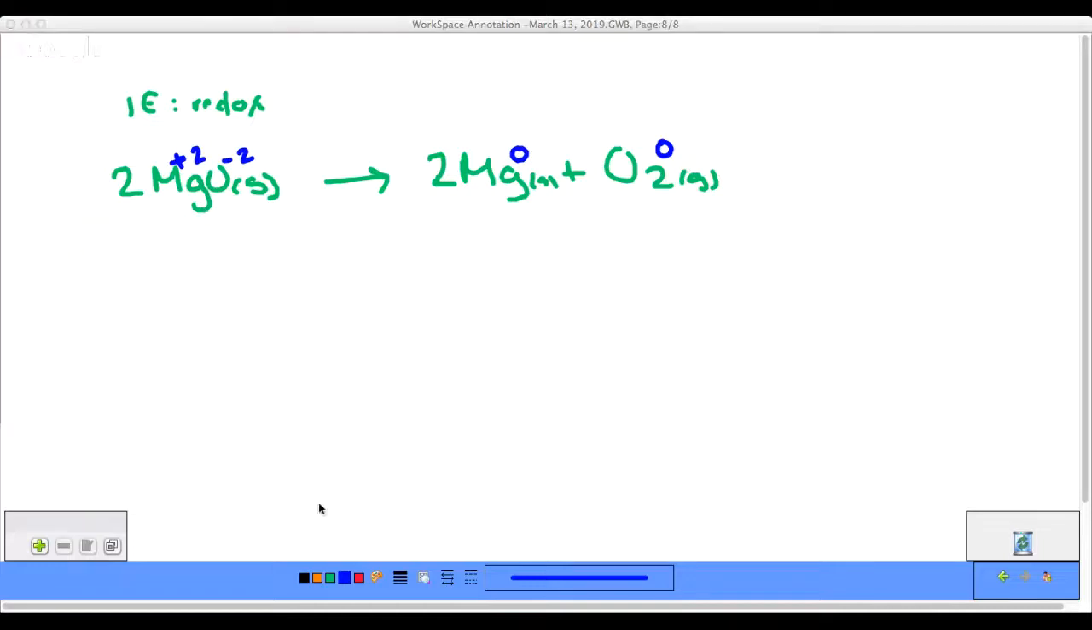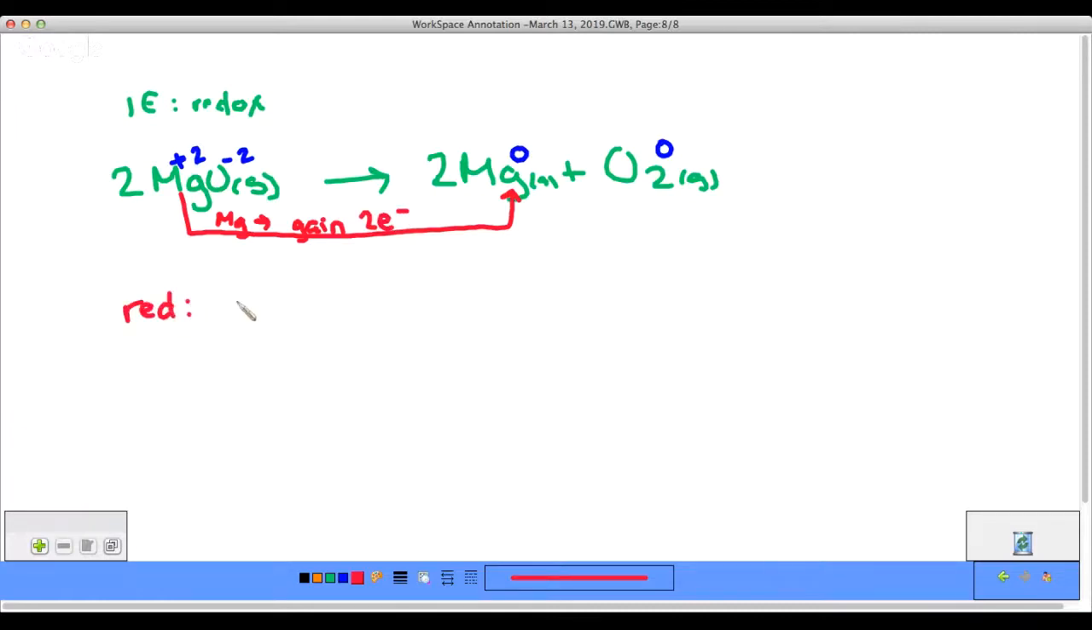And so let's identify what's happening over here. Notice that magnesium goes from a +2 to a 0. So what's actually happening to magnesium is that it's gaining 2 electrons. If it's gaining 2 electrons, that means it's being reduced. So magnesium is going from a +2 to a magnesium with a 0.